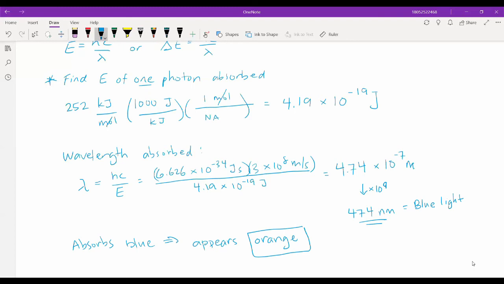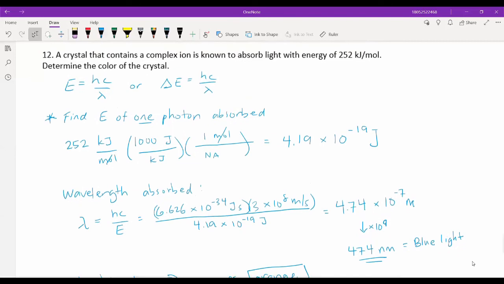Okay, so good problem to be able to do. You can also practice going backwards. So if I told you this compound absorbed 474 nanometer light, you should be able to figure out the energy difference between the orbitals, which is the same as the crystal field splitting. So it's just the problem the other way. And again, just using that E equals hc over lambda formula. Okay, hope that makes sense, and let me know if you have any questions.